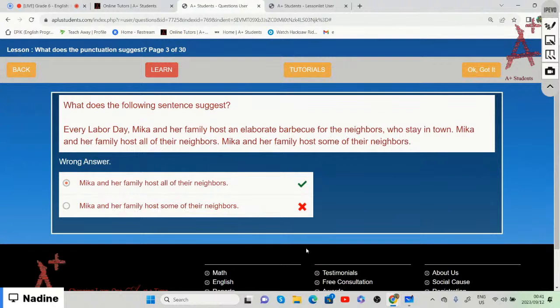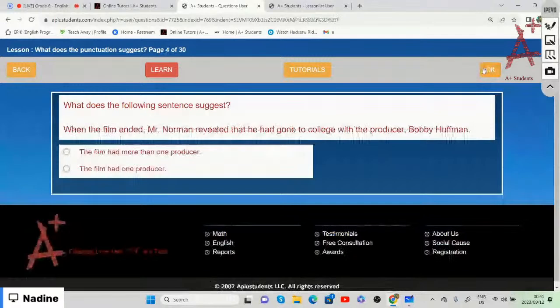But in this case, if you get something incorrect, you can go and look for the correct answer, copy the link, send it to us, and then you can get 100 bonus points, right? Because it can be very tricky. But in this case, Mika and her family invite all of their neighbors.